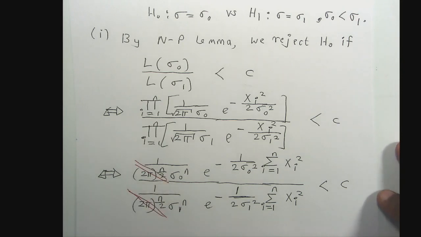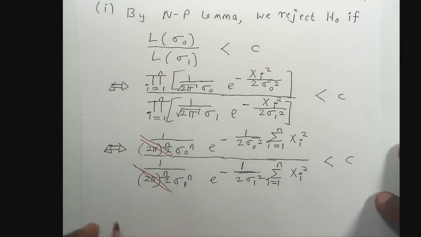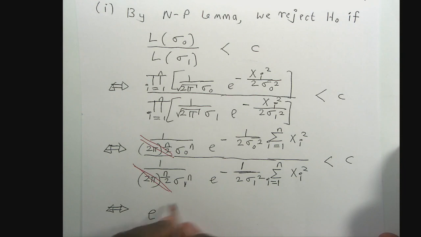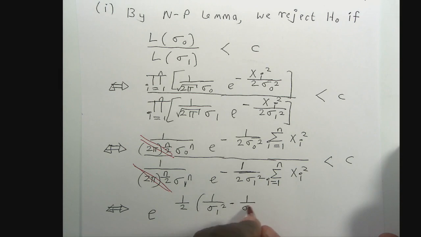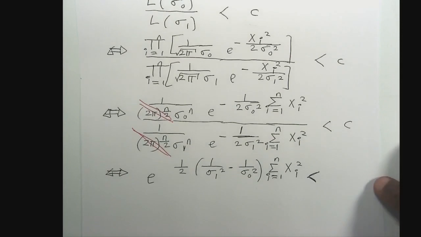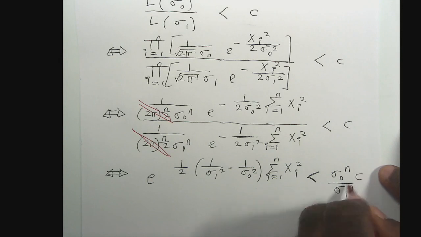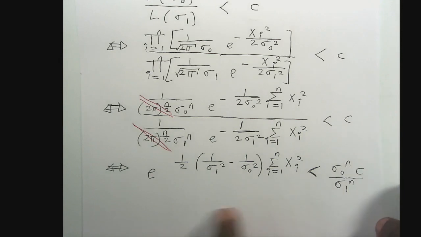All right. Now if you simplify this, guys, you will get half of something less than sigma 0 power n, sigma 1 power n times a constant, right? You see how I got this, right? Yeah.